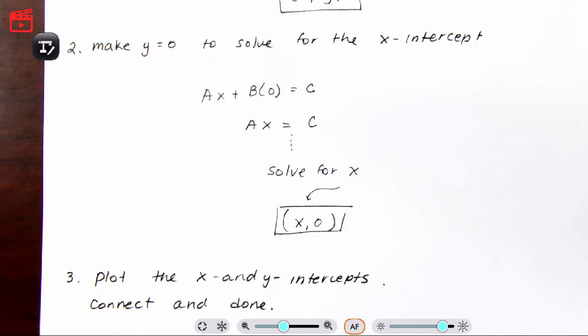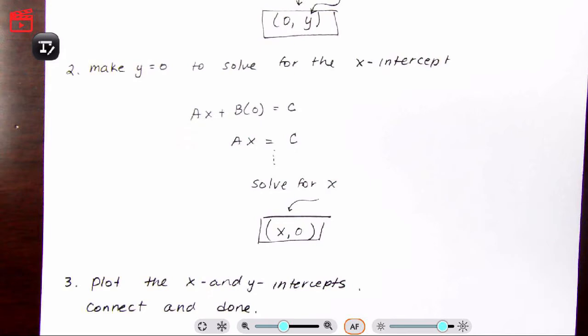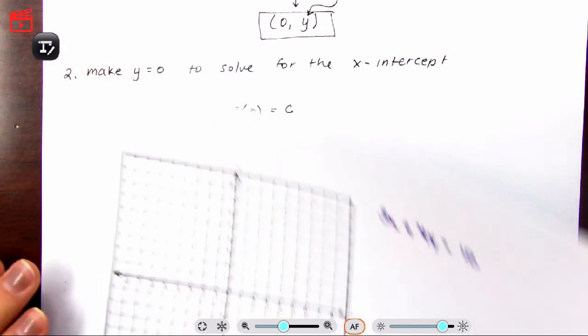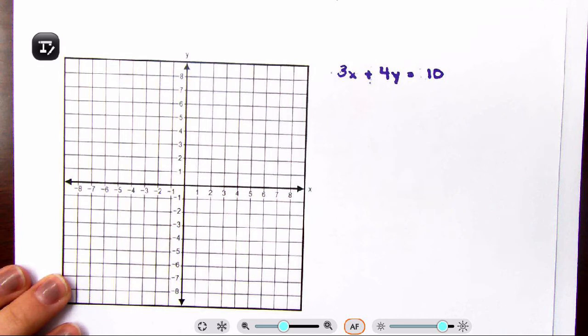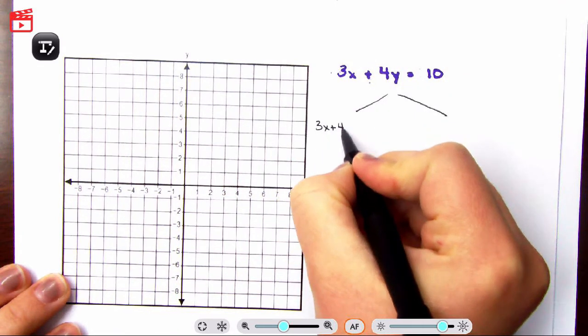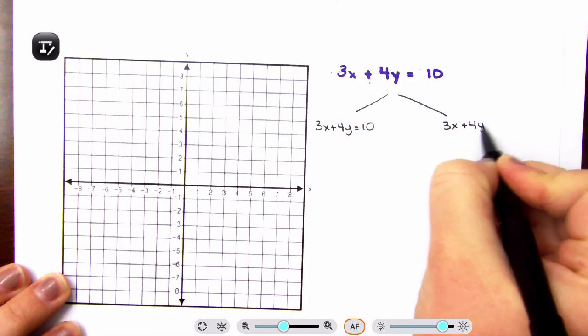And for these steps, if you want to pause this video and write these down, please go ahead and do so. So let's do standard form. We've got to find the y-intercept and the x. You can find the x first or the y; the order doesn't matter. You just need to make sure that you're solving. So I'm going to do this twice. I'm going to have 3x plus 4y equals 10.